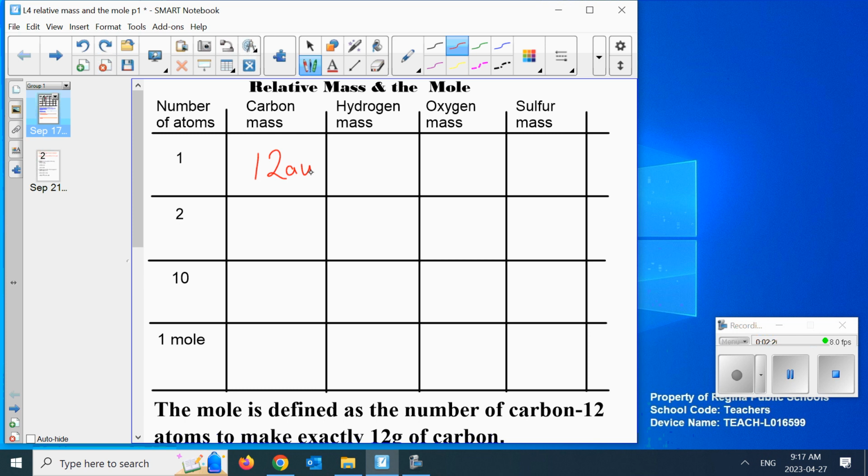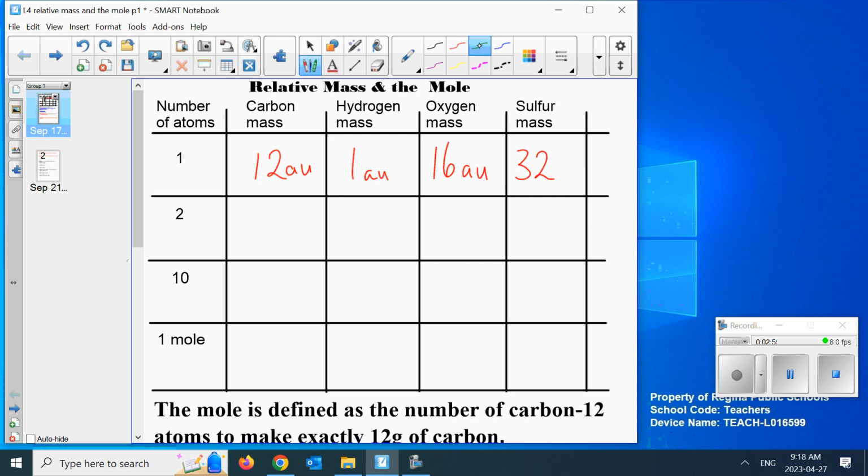Now, look up hydrogen. What's the mass of one atom? 1 atomic unit. Oxygen, rounded properly. What's the mass of oxygen? 16. This is pretty easy, but I'm getting you used to it. And then sulfur is right underneath that. We're going to use 32 for sulfur. Now, if you want to use a calculator, go ahead, but we'll do this together.